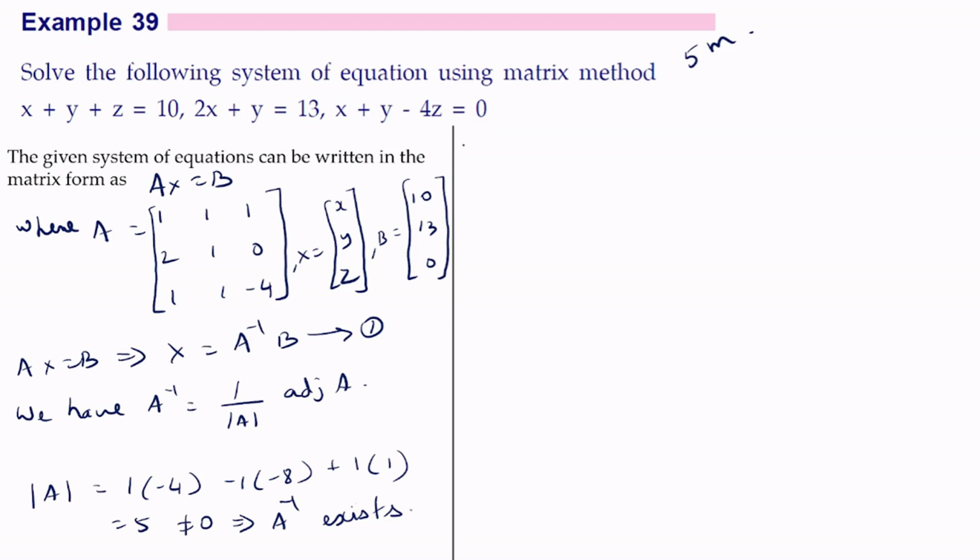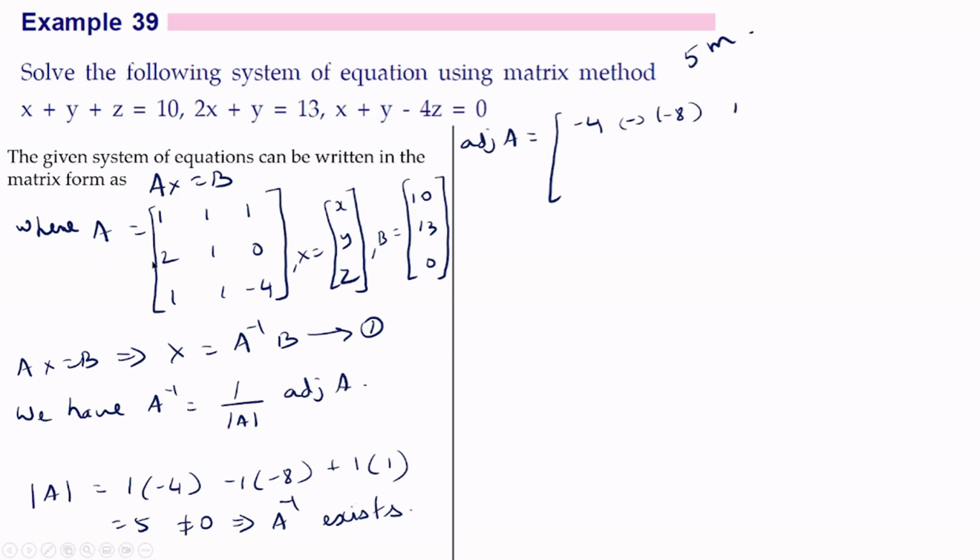And now let us find the adjoint of A. The adjoint of A is the transpose of the cofactor matrix of A. So here the cofactor of this first element is minus 4. Then the cofactor of this element is minus of minus 8 minus 0. And then the cofactor of this element is 2 minus 1, which is 1.